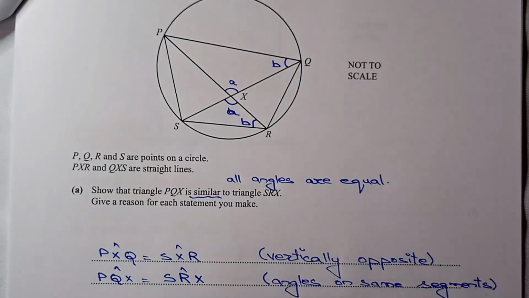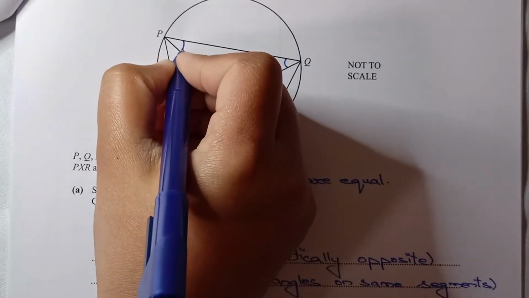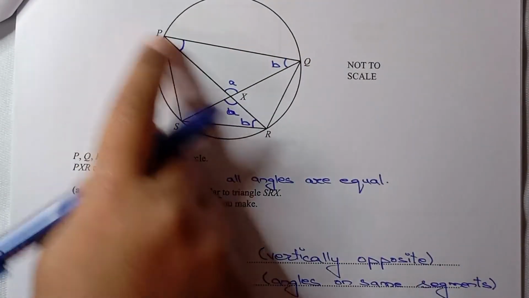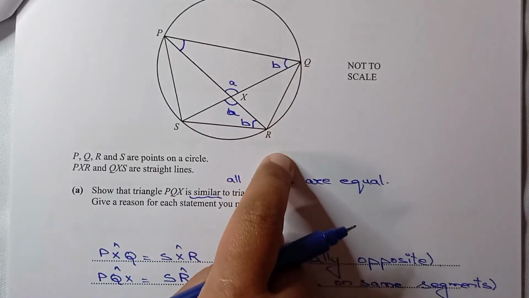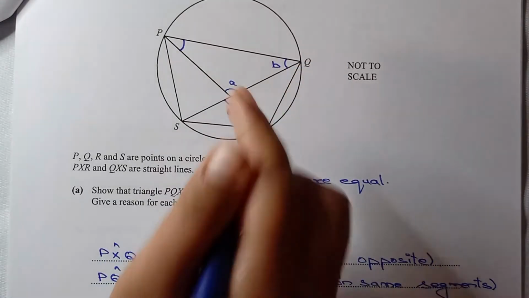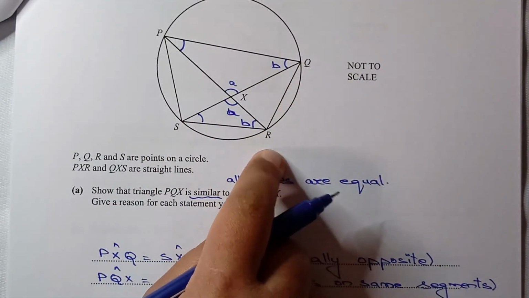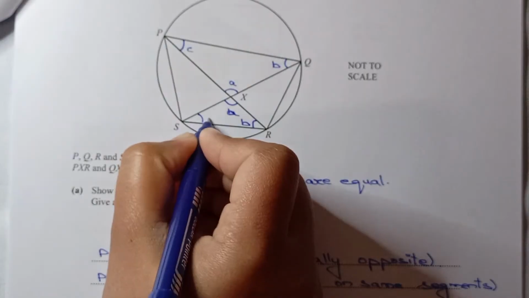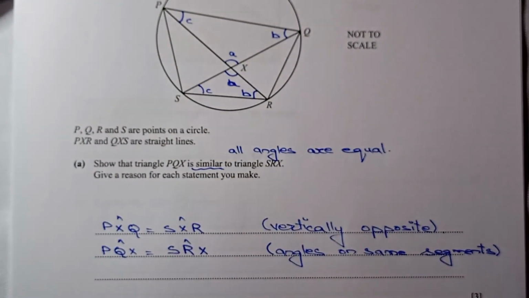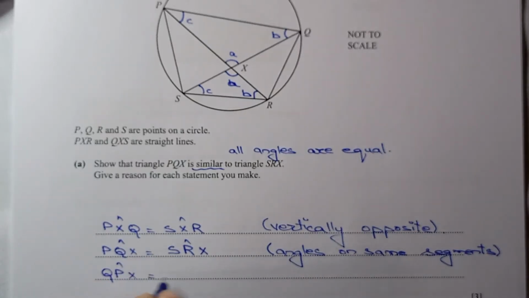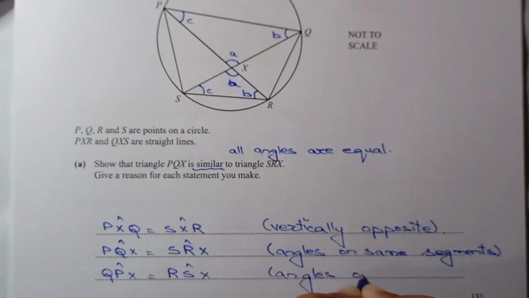Right, now for the third angle, this angle P, we can say that QPR follows a segment QR, and this angle QSR also follows a segment of QR. So these two angles are also same. We can say these angles are C. So we can write down that QPX is equal to RSX. Again, angles on same segments are equal.